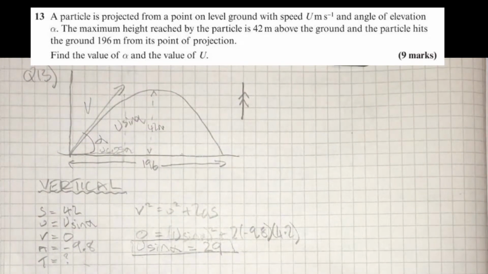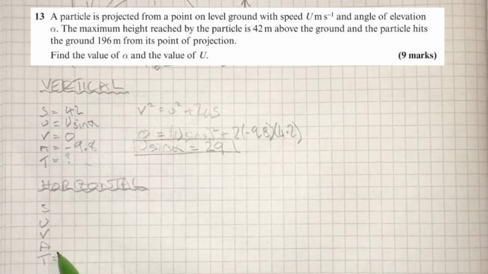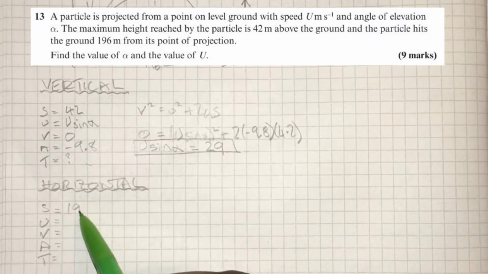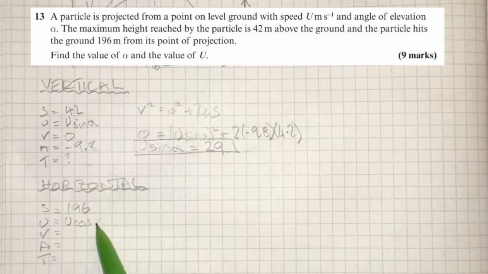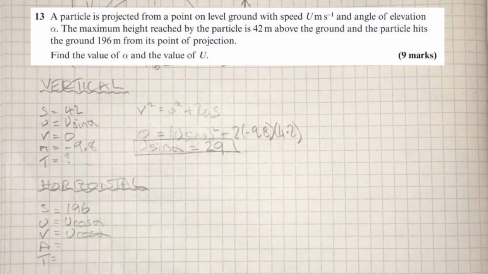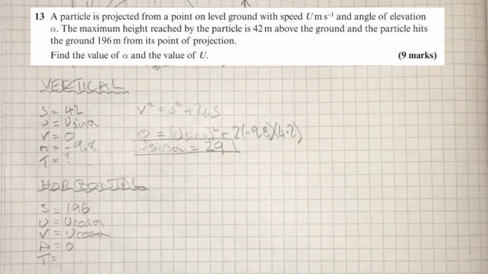I'm going to now resolve horizontally. Filling in my SUVAT variables. Horizontal displacement is 196. Initial horizontal velocity is u cosine alpha. The final horizontal velocity is u cosine alpha as well. There's no acceleration, hence the initial and final velocities being the same. And the time taken, we don't quite know yet.